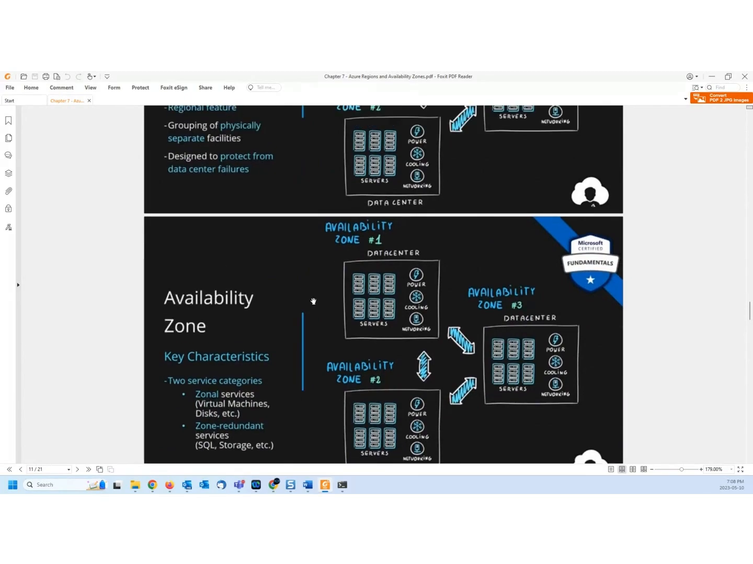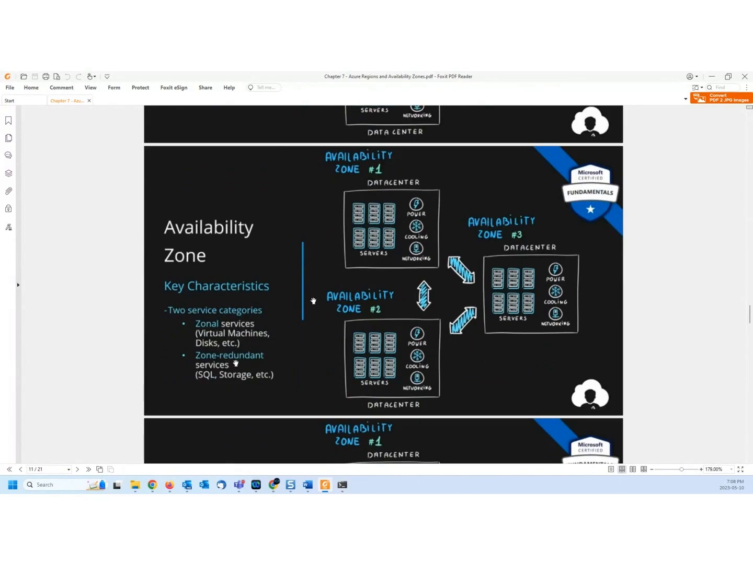So in the availability zone, we can have two types of services, and that could be the exam questions you are looking at. Zonal services, which include virtual machines, disks, etc., and zone redundant services. You might have one virtual machine in an availability zone and another virtual machine that you purchased, so you have two virtual machines connected with each other.